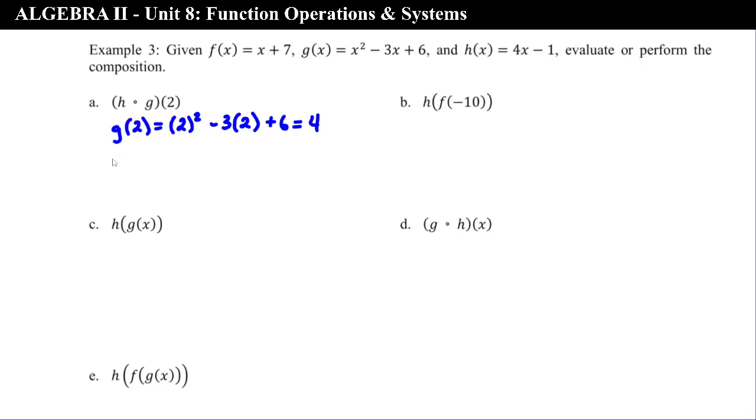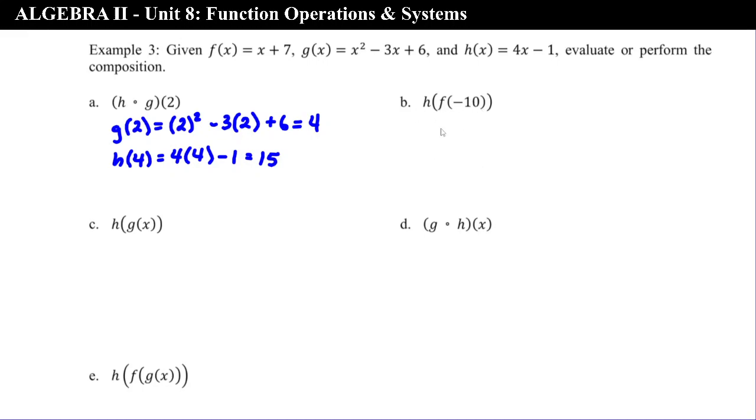So now we go to the outside part. h of 2, or actually I should say h of 4, because that was our value for g of 2. We're going to go to h, put that in for our x. And when we do, 4 times 4 is 16, minus 1 is 15. So h of g of 2 is 15.